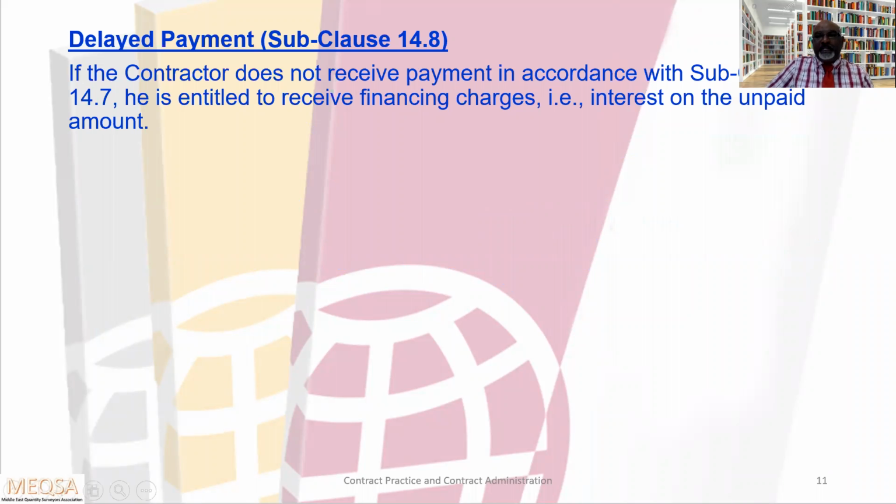Delayed payments. If the contractor does not receive the payment in accordance with subclause 14.7, he is entitled to receive financing charges, that is interest on the unpaid amount. This is what is mentioned in the FIDIC 99 Red Book. So the contractor is entitled to receive interest on delayed payment, the unpaid amount.